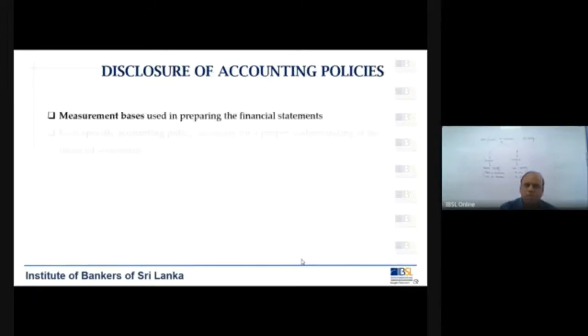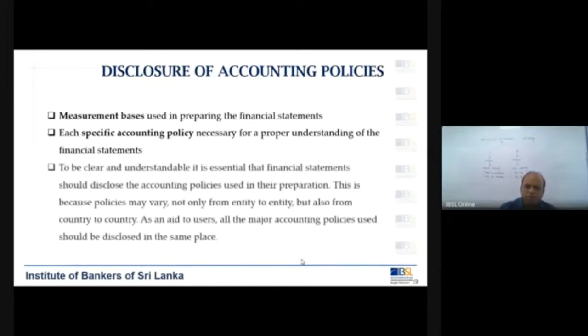And disclosure of accounting policies. So I will show you how these will be reflected in the financial statement, the policies, because policy plays an important role as far as your financial statements are concerned. So you need to be mindful about how these financial statements are prepared and what are the governing policies under each financial statement.